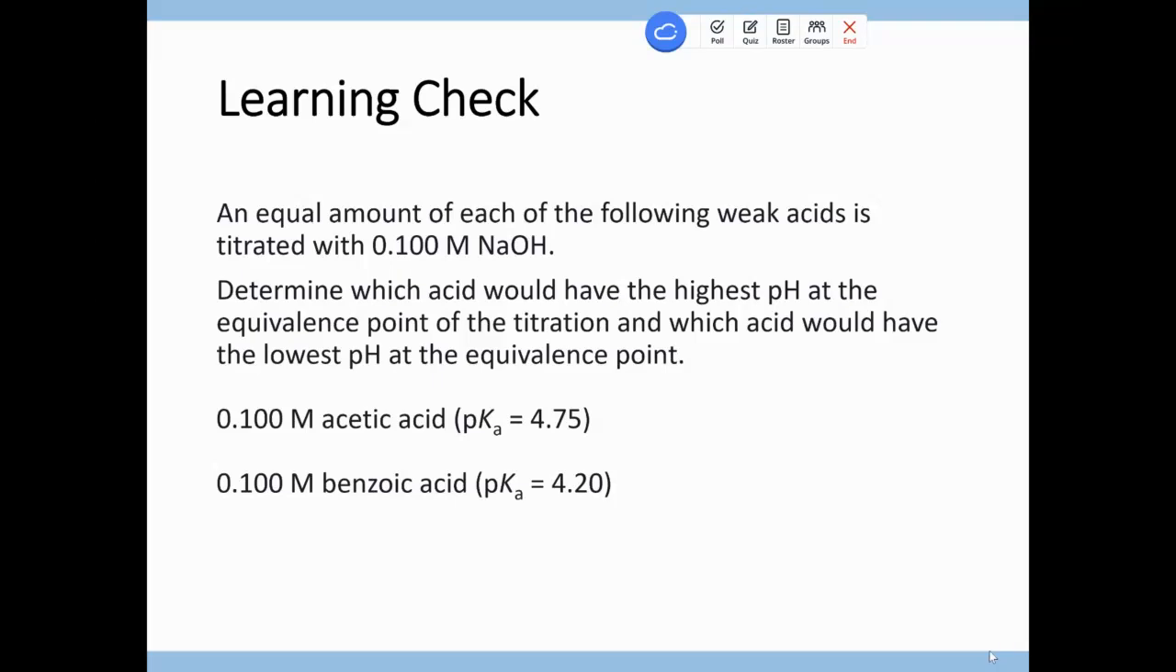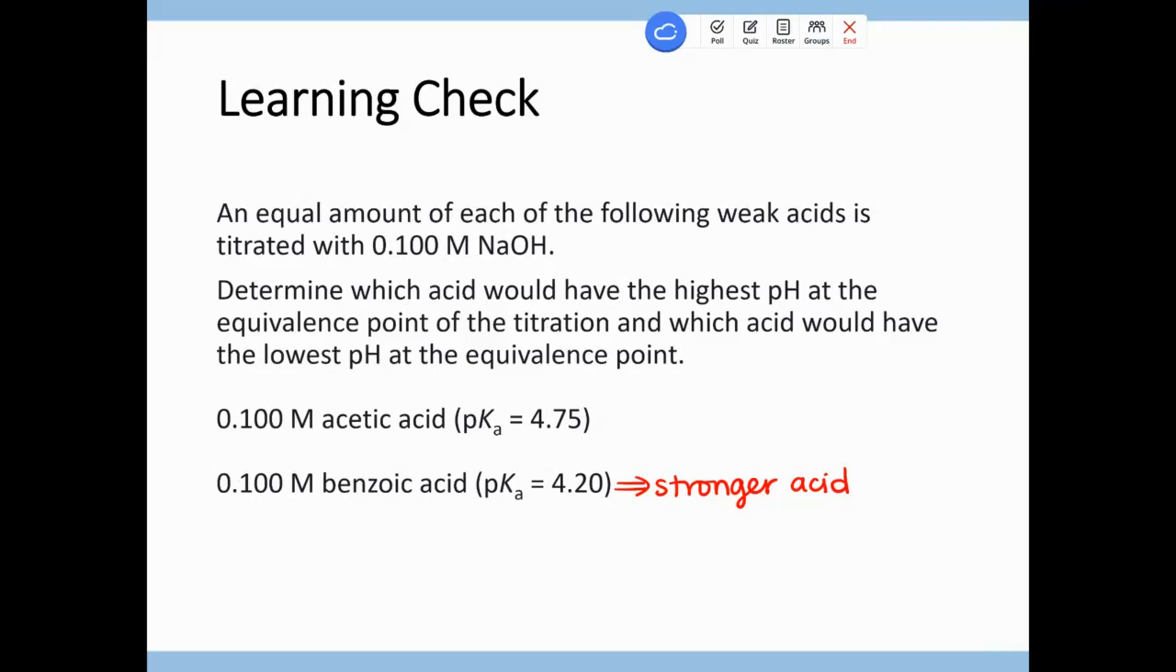All right, which of these two acids is the stronger acid? The one with a pKa of 4.2. Yes, we have a lower pKa. Lower pKa means stronger acid. That's benzoic acid. So it's the stronger acid of the two on the slide.